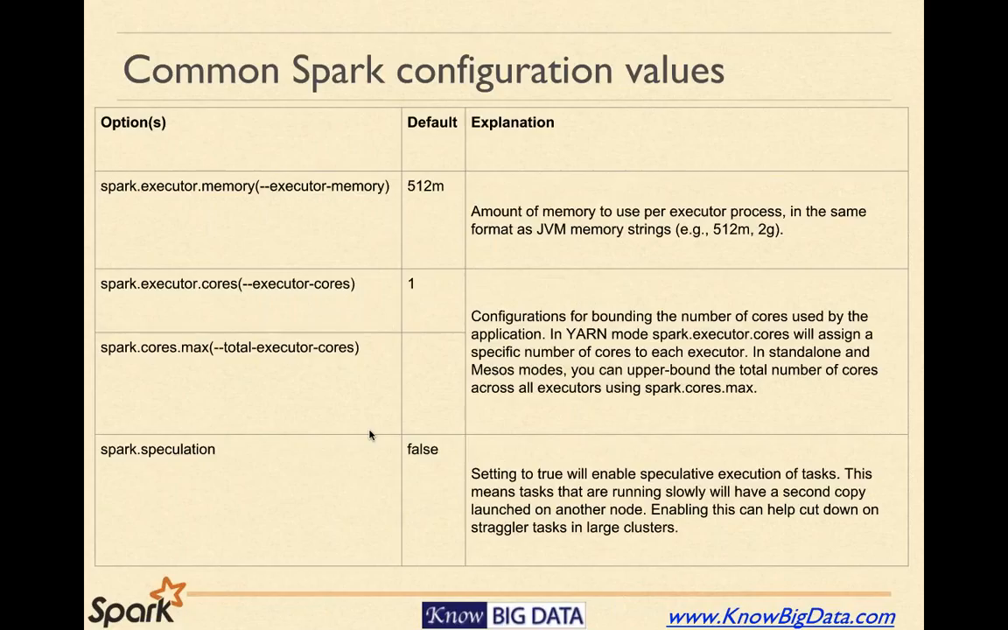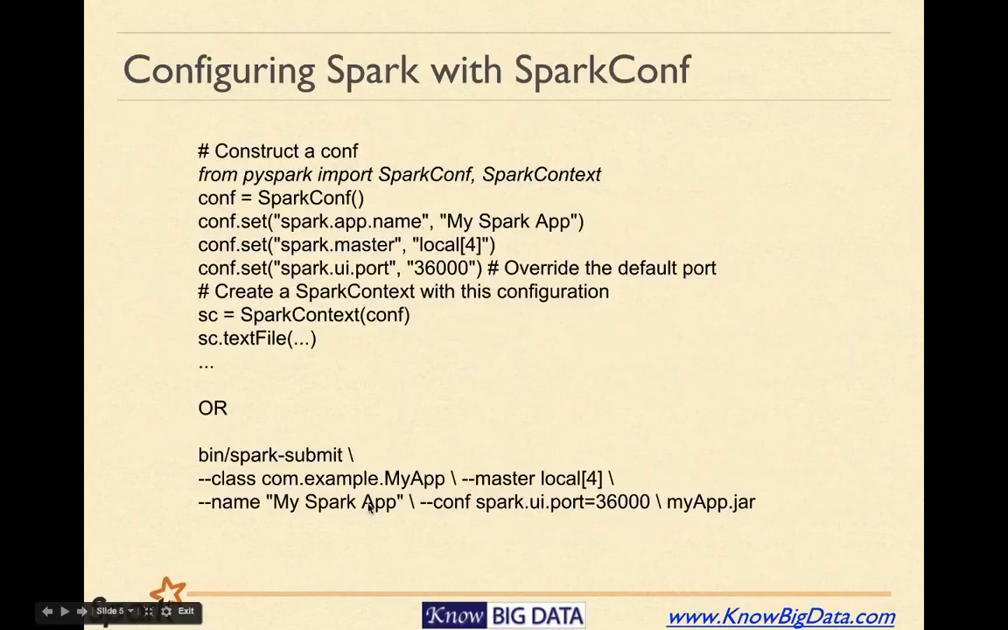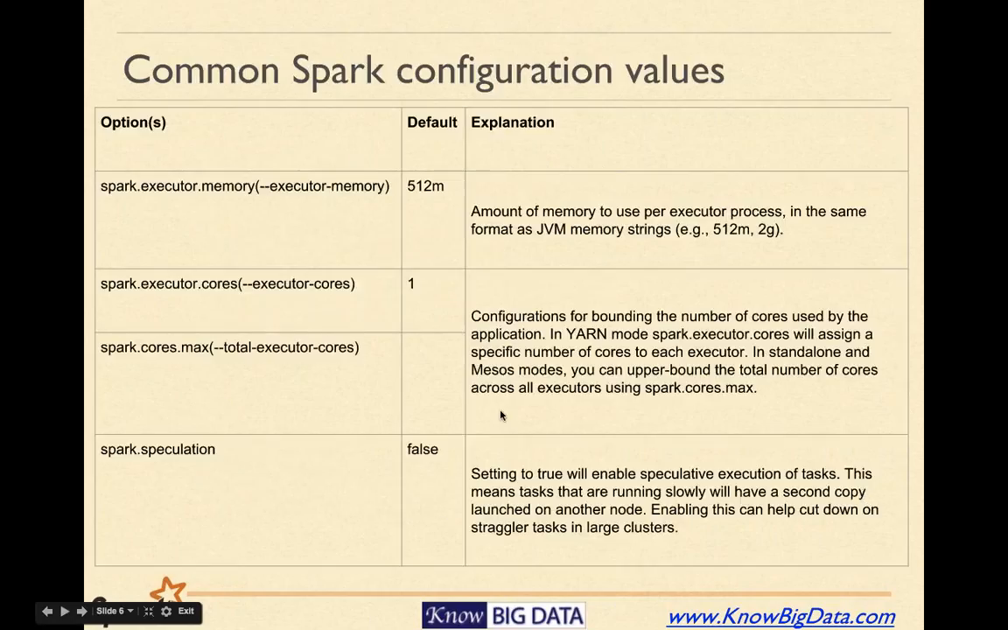The executor memory, instead of --executor-memory, you can set the config saying spark.executor.memory. Same thing, but in the config form. If you remember, earlier we were using --master and --executor-memory. Instead of that, you could say conf.set executor memory, or you could say --conf spark.executor.memory in the config object. Same variables could be used.